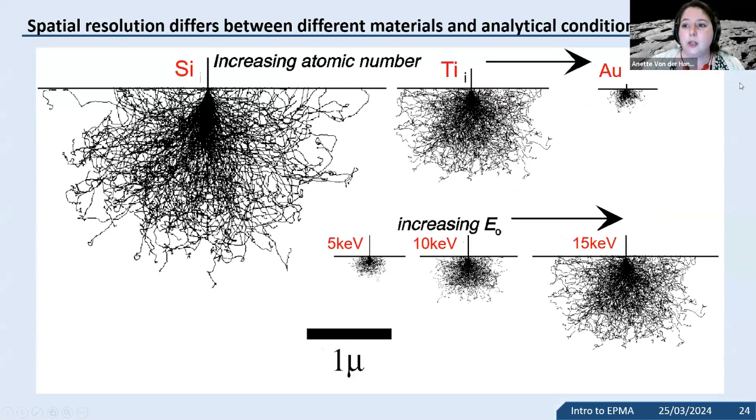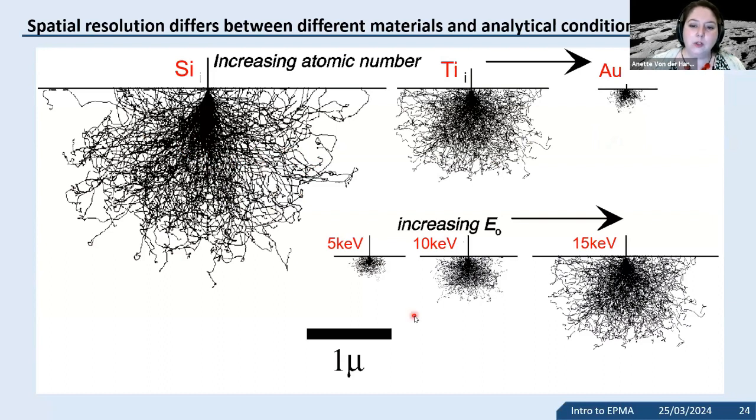Okay, so I mentioned that the spatial resolution depends on the material, and here's an example. With increasing atomic number, we actually generate X-rays in a smaller area. The electrons can penetrate less. These are Monte Carlo simulations of electrons. And again, if there are no electrons, we cannot generate X-rays. So usually we have a better spatial resolution in high Z materials.